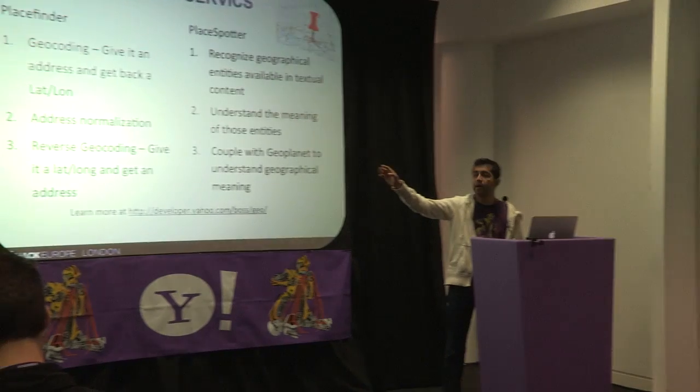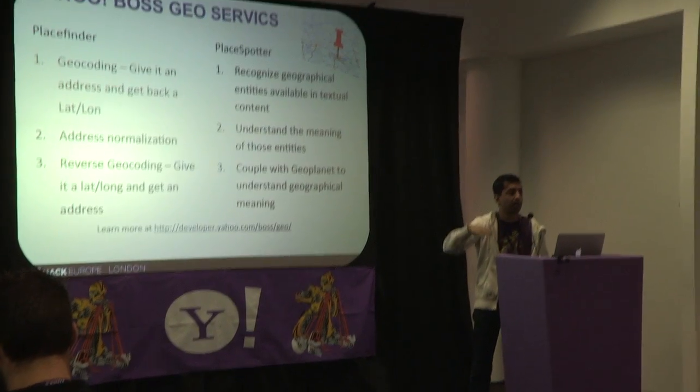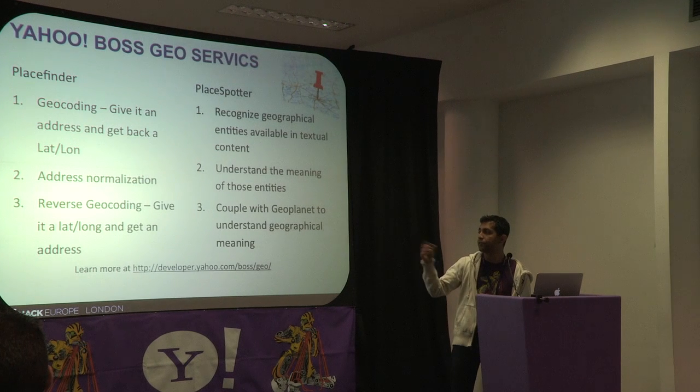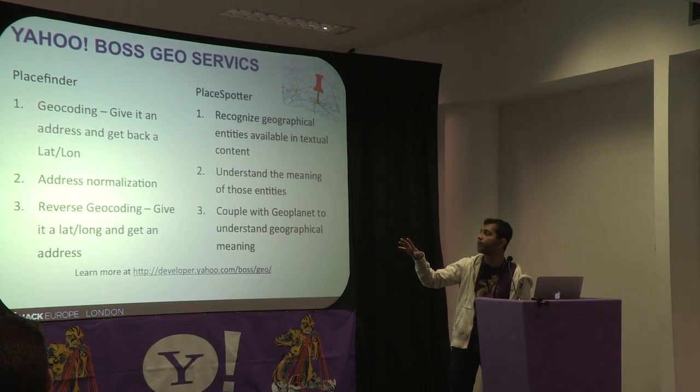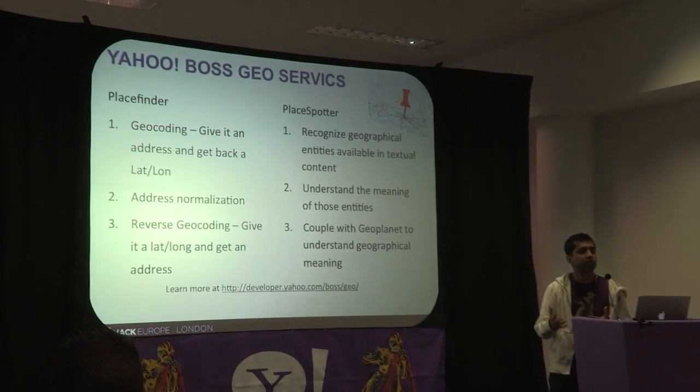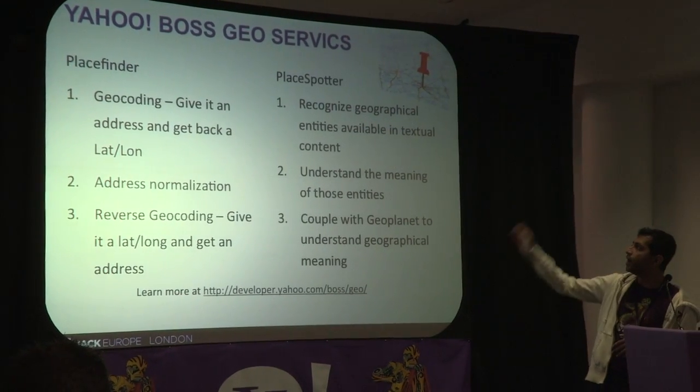So hopefully everybody's got a high-level view of what the service offers. One of the things I mentioned very briefly is that we also offer geo services through the API. We offer two services, and I'll introduce them really quickly. We have a service called Place Finder, which is a geocoding and reverse geocoding API. You give it an address, it'll give you back a lat long. And if you give it a lat long, it'll give you back an address. That's fairly standard in the geo community.